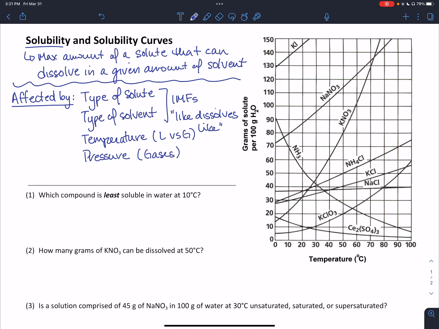The curves are going to give us some information about our solution. The curve is going to tell us if our solution is saturated, and that would be the exact amount that is able to dissolve in a particular amount of solvent. We could also have a solution that is unsaturated. If that's the case, then our solvent can dissolve more solute. It still has some space, quote unquote.